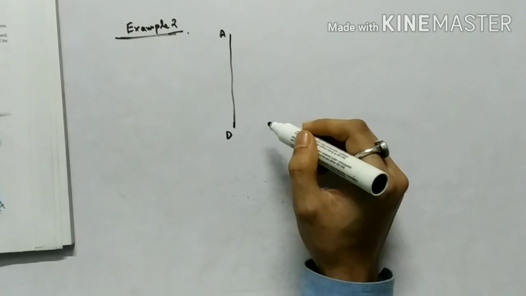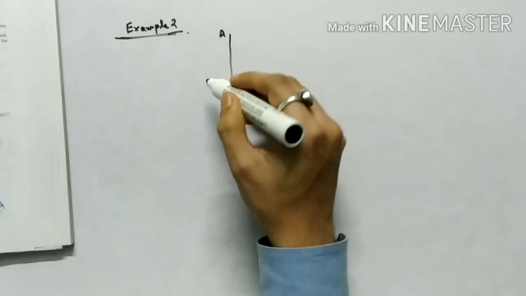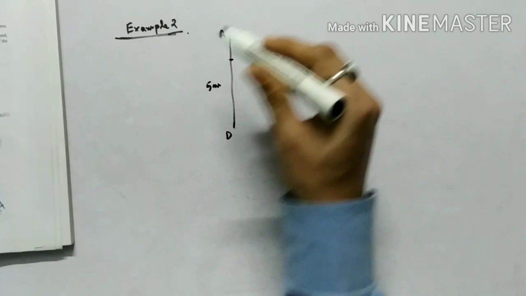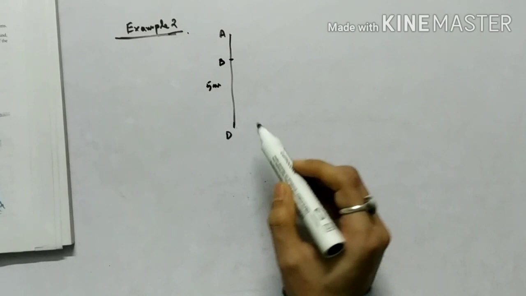An electrician has to repair an electrical fault on a pole of height 5 meters. So this is AD. AD length is given as 5 meter. She needs to reach a point 1.3 meter below the top of the pole. This is the top of the pole, and 1.3 meter below, let's take this point, we will name it B. She has to reach this point to carry on her work.